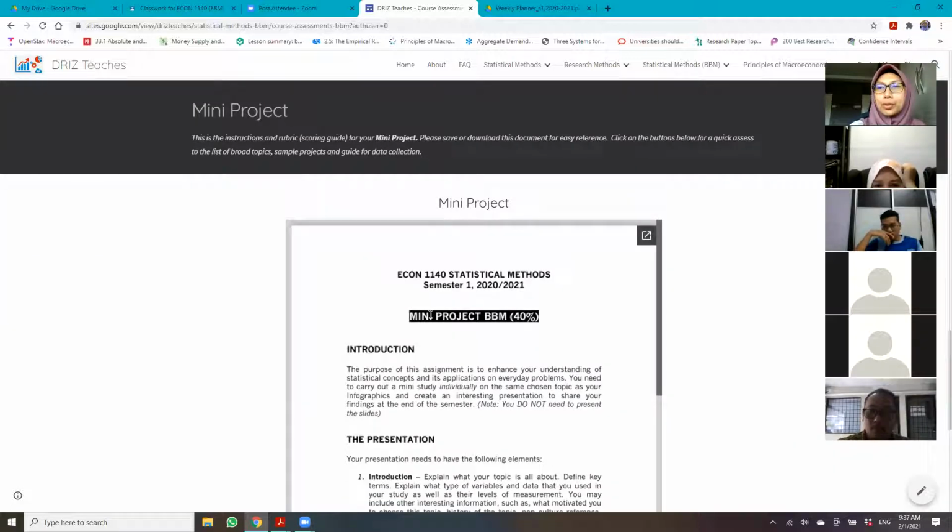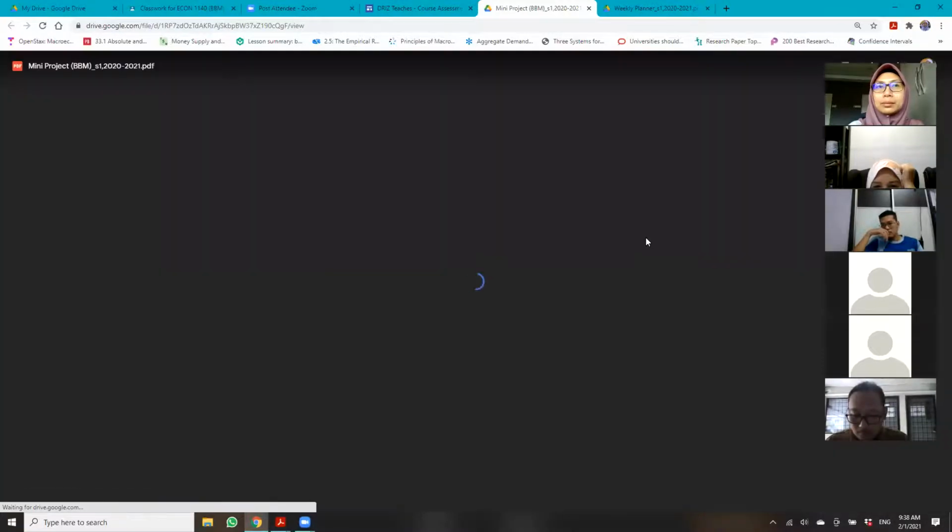This is the rubric or the scoring guide. Okay, maksudnya if you want to get a lot of marks, you just follow the scoring guide. Right, so you can download this. Okay, let's make it bigger so you all boleh nampak.